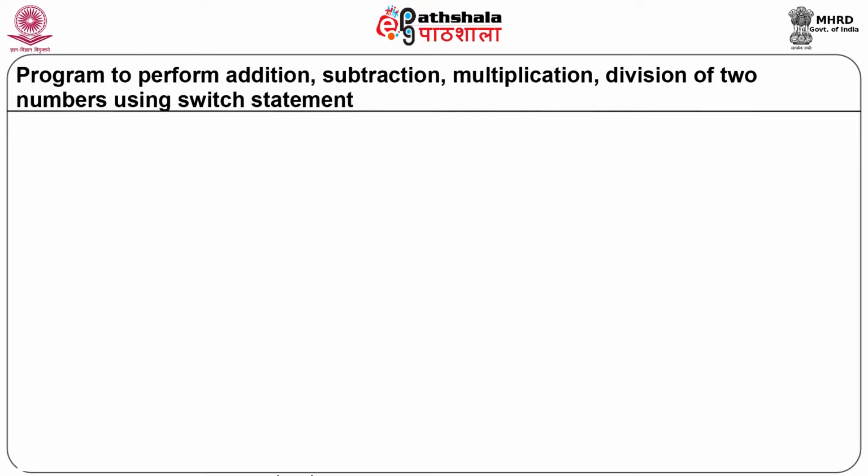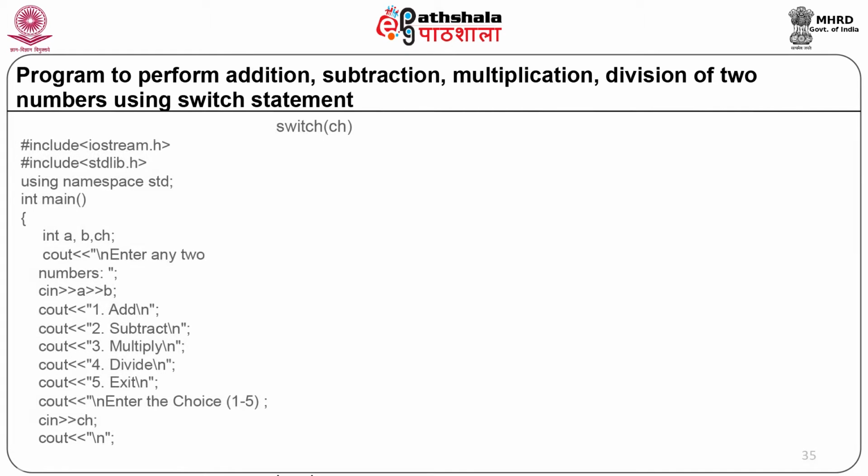Let's see a simple program to perform addition, subtraction, multiplication and division of two numbers using the switch statements. We will start with the program: #include <iostream.h>, #include <stdlib.h>. Using namespace std, we will start with the main function, int main. Here we are declaring three variables as integer a, b and ch.